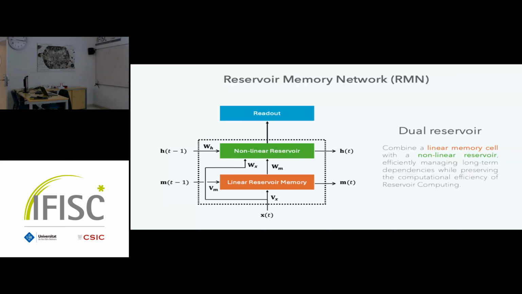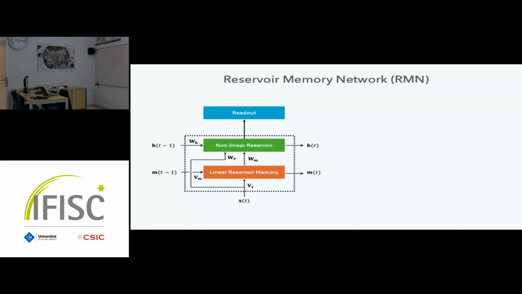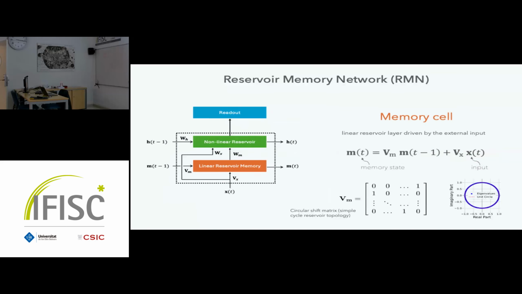So we came out with this organization with a dual reservoir, where we have a linear memory cell, in orange here, and a nonlinear reservoir, in green, okay? The linear memory cell is fed by both the input and the state of the memory cell at the previous time step. Here, similarly to the state space models, this recurrent matrix, V_M, as I called it, is the equivalent of the matrix A for the state space models, and should be structured, right? To give potentially the longest memory that you can.